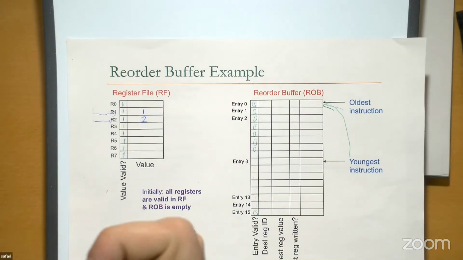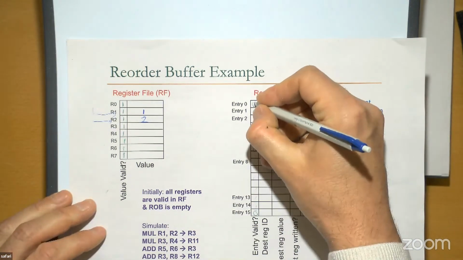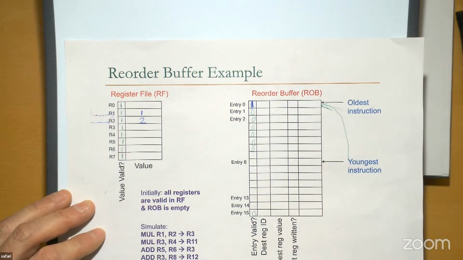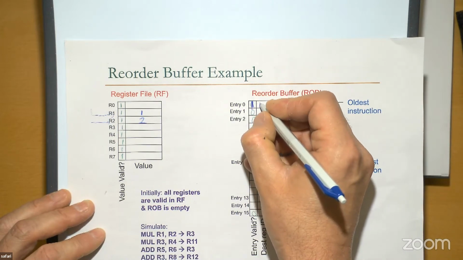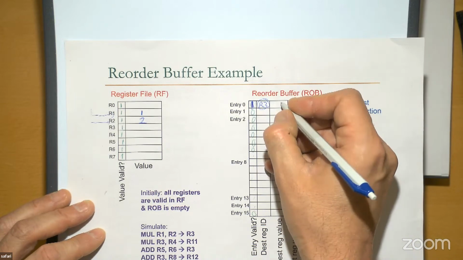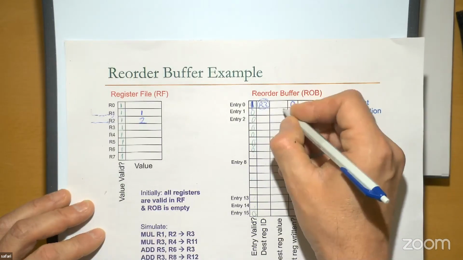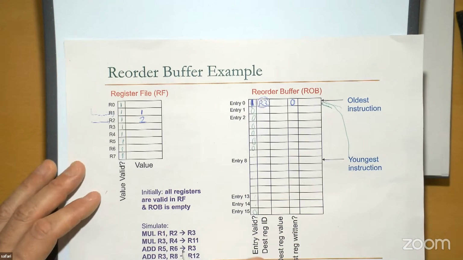Okay, our pen is dead already. Basically, the machine sets this entry's valid bit to 1, which means that there's a multiply instruction over here. Register 3 is the destination register ID. The destination register value is not ready yet. The destination register is not written yet, so I don't care what this is, 0. And then there's some bookkeeping that I'm going to ignore. So that's what needs to happen when multiply is being decoded.